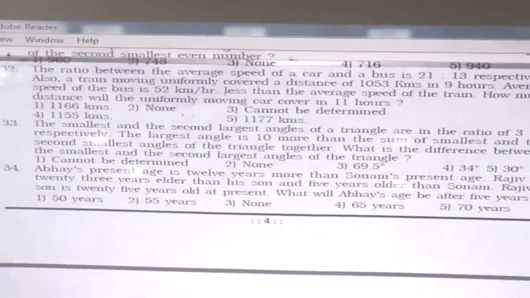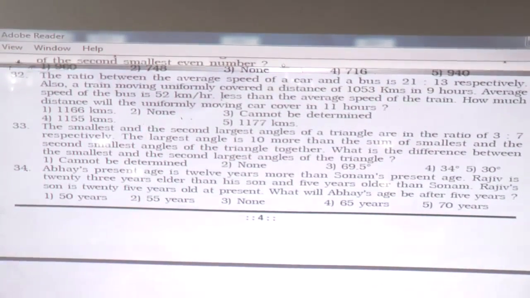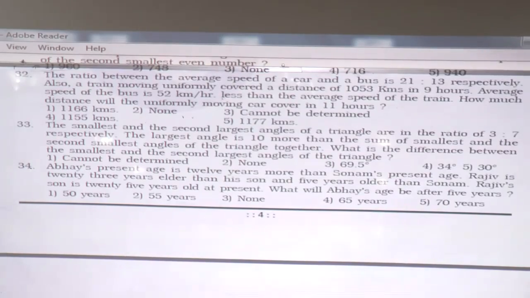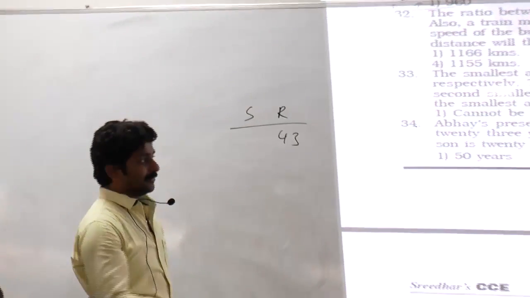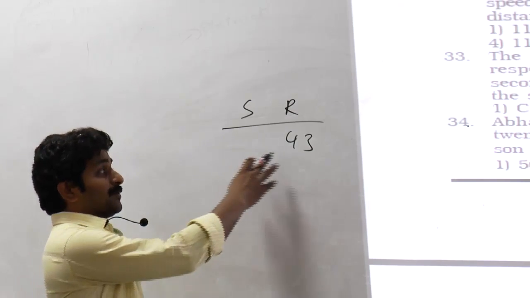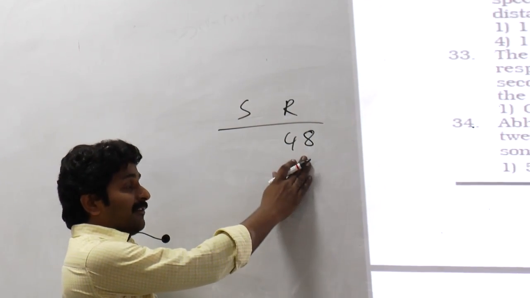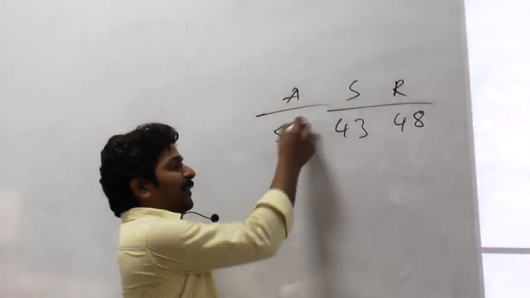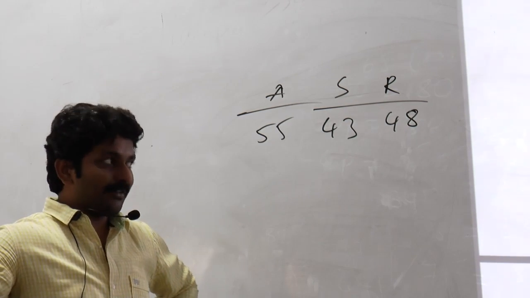Next, Abhay's age is 12 years more than Sonam's age. Rajiv is 23 years elder than his son and 5 years older than Sonam. Rajiv's son is 25 years old at present. If Rajiv's son's age is 25, what about Rajiv's age? Plus 23, 48. Rajiv's age is 48 and he is 5 years elder to Sonam, so Sonam's age is minus 5, which is 43. And Abhay's age is 12 years more than Sonam, 12 years more than this, which is 55. Abhay's age is 55. And what is your question? What will be Abhay's age after 5 years? After 5 years, 60.